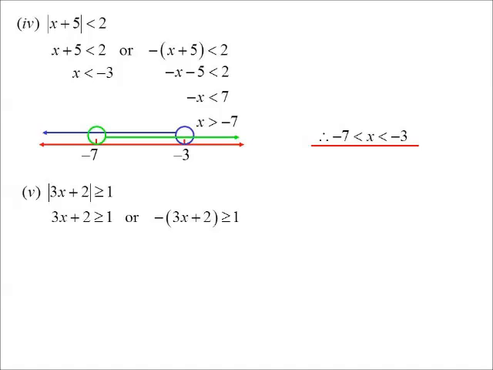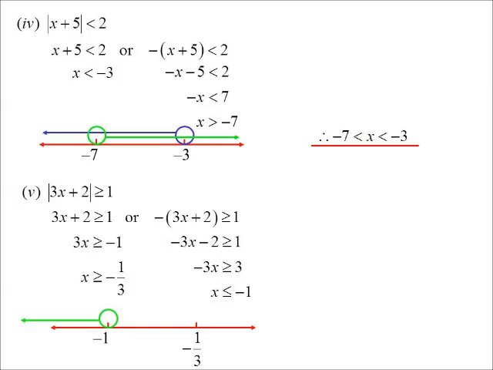So either 3x plus 2 is greater than or equal to 1, or the negative of 3x plus 2 is greater than or equal to minus 1. So left-hand side, I get x is greater than or equal to minus a third. And the right-hand side, I get x is less than or equal to minus 1. If I put that on the number line, we actually don't have a point of intersection. So this must be an or case rather than an and case. So our solution is x is less than or equal to minus 1, or x is greater than or equal to minus a third.